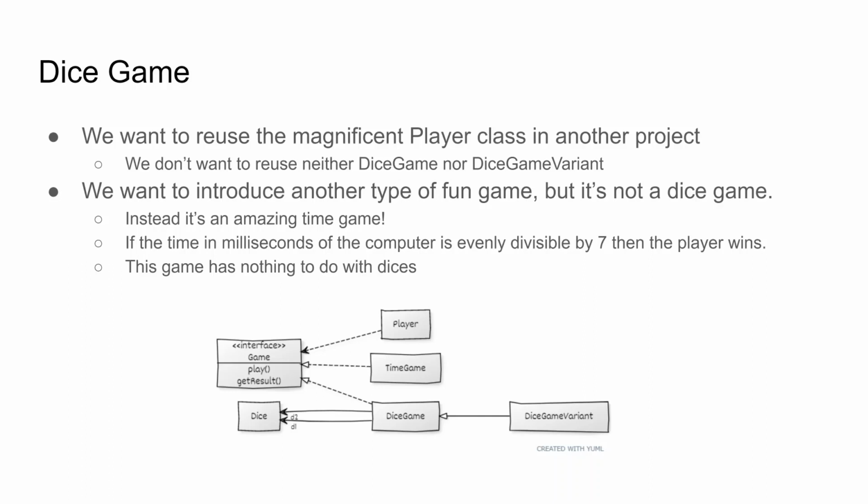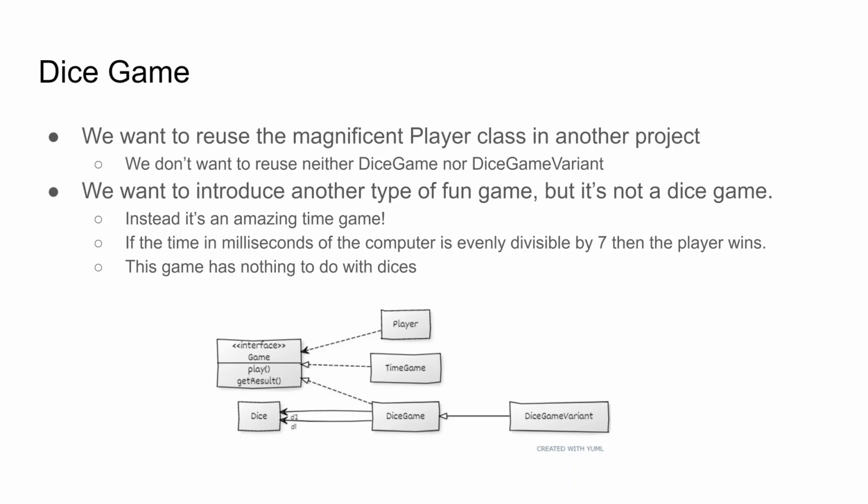We also want to introduce another type of fun game, but it's not a dice game. So using inheritance from the dice game does not make sense. We cannot say that this game is a type of dice game, and we don't need the dice for this game. Instead, this is an amazing time game. And we use the time of the computer and see if it's evenly divisible by 7, then the player wins. And as I said, this game has nothing to do with dice at all, but you can play it and you can get the result from it.